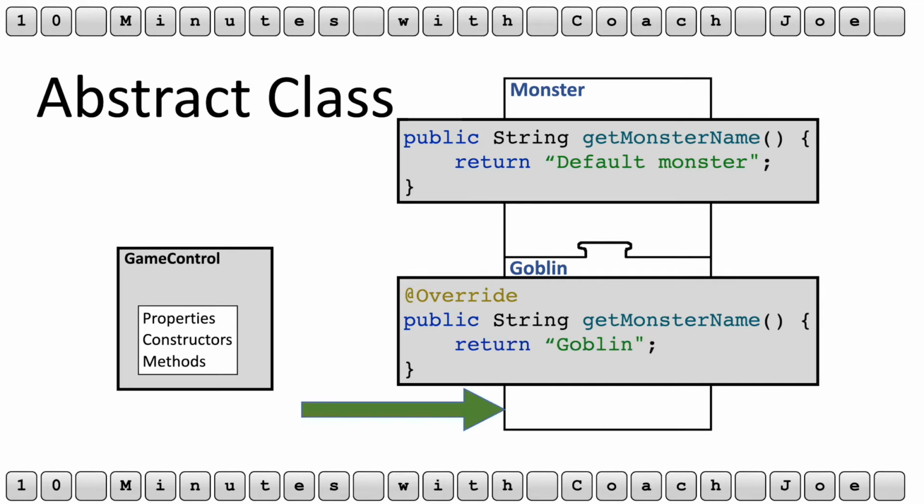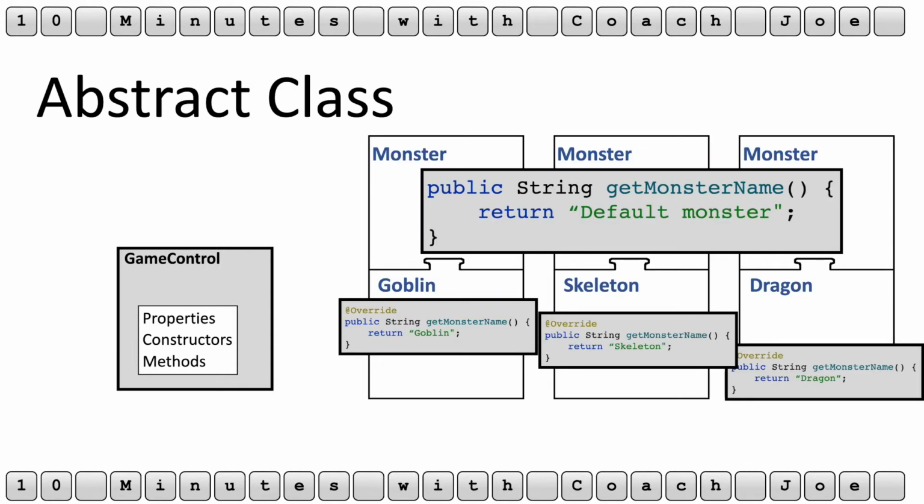Now, when game control calls child.getMonsterName, the value Goblin is returned. The skeleton class could override the getMonsterName method and return Skeleton.